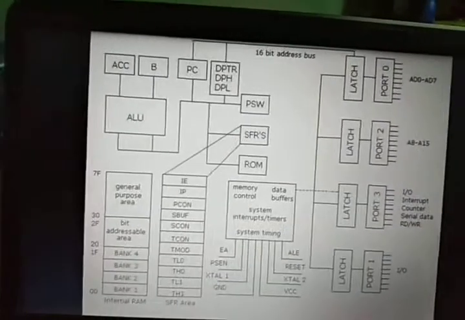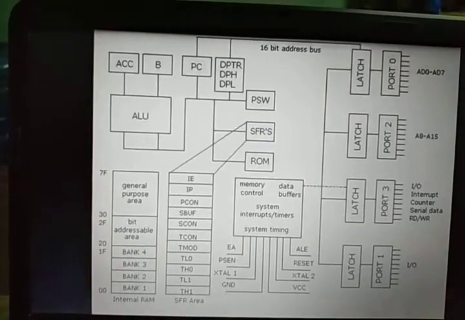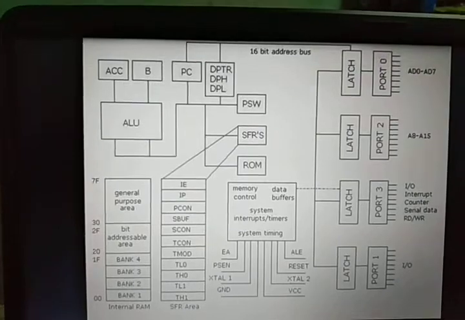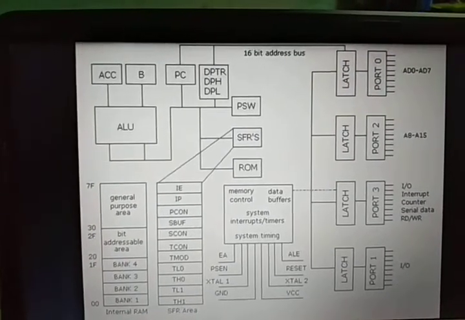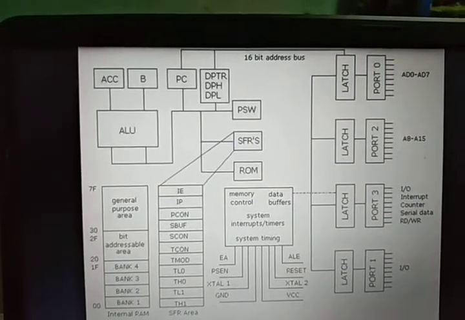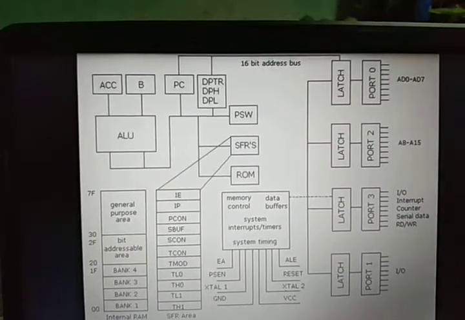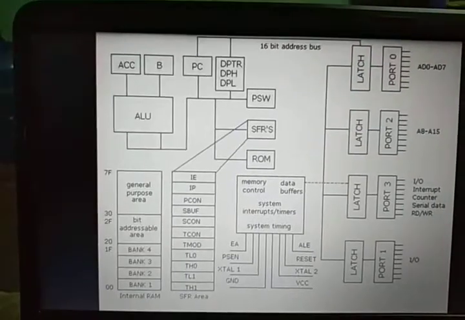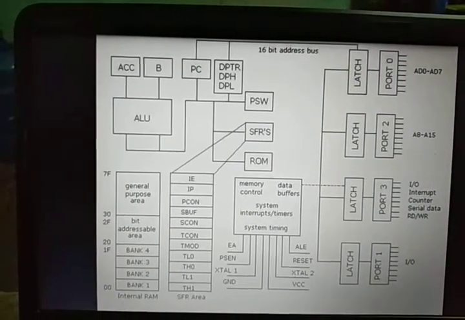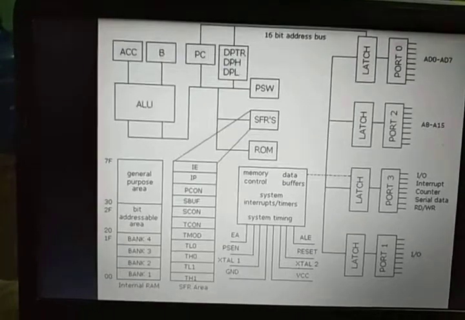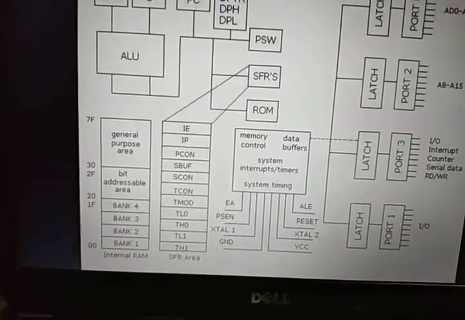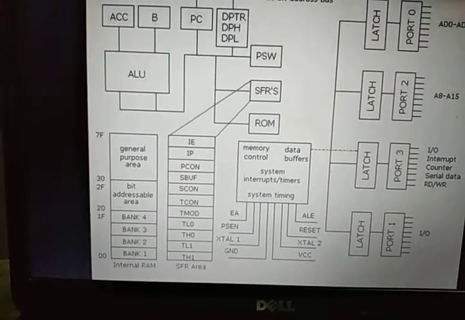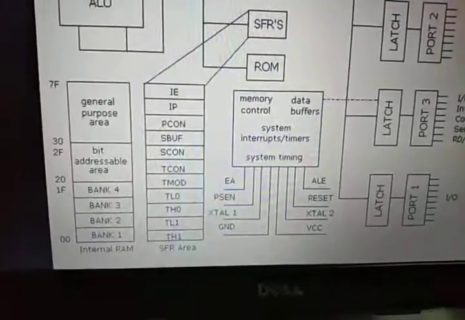The high order 8 bits of DPTR are known as DPH, and the low order 8 bits are known as DPL. And the status of the ALU operation or the 8051 microcontroller is given by the PSW register, known as program status word, and we are provided with a set of special function registers. These are nothing but the reserved area on the ROM memory. And we have system interrupts or timers, memory control data buffers. These are provided with 6 signals.